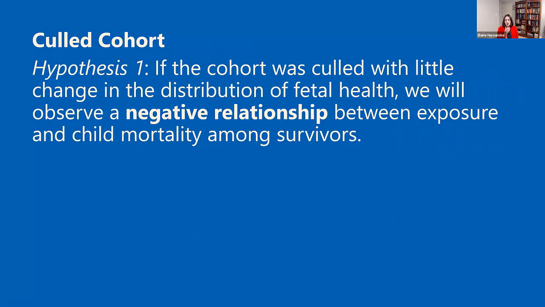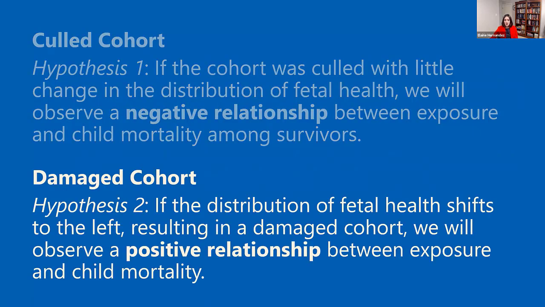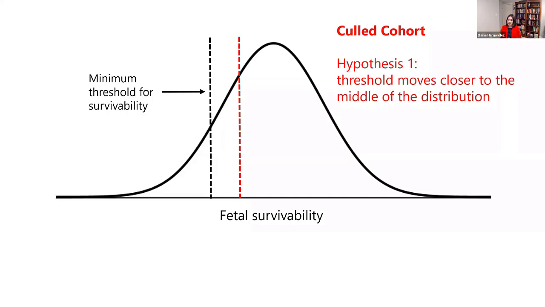So returning to our hypotheses here, we have two hypotheses, one anticipating a negative relationship, and the other a positive relationship. What we do find is evidence of this culled cohort, assuming a normal distribution of fetal survivability with a minimum threshold of survivability. We found evidence in support of the idea that that minimum threshold for survivability is moving to the middle of the distribution, and that we are indeed observing a culled cohort that is on average healthier and less likely to die during childhood.